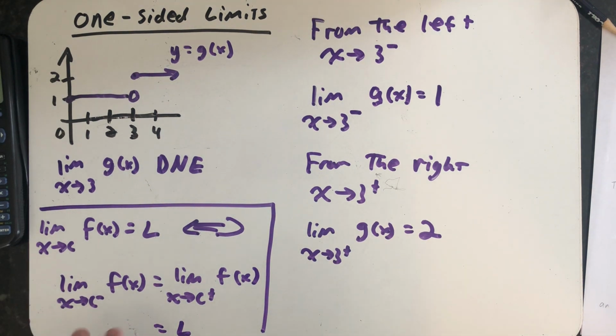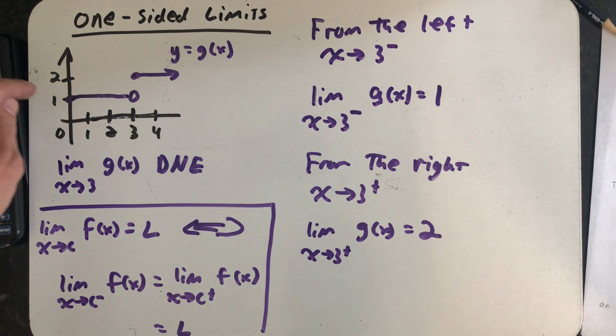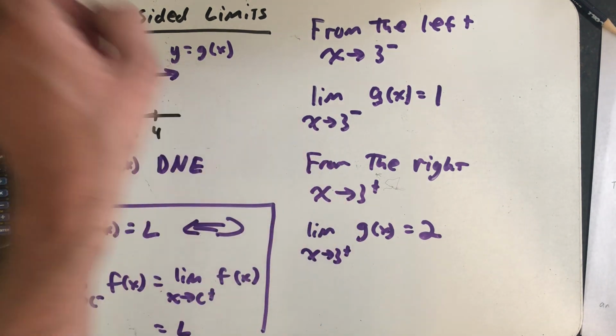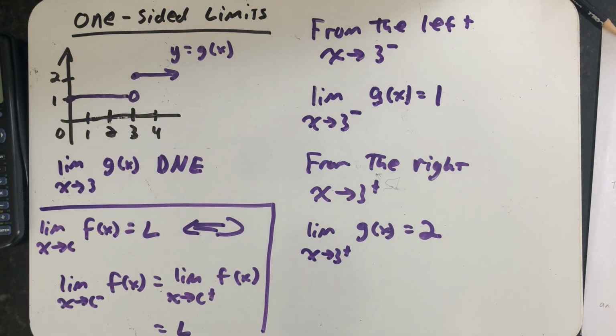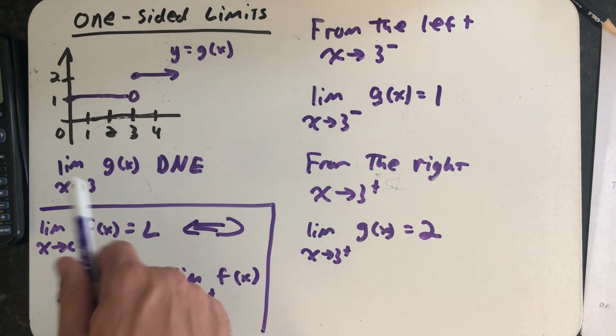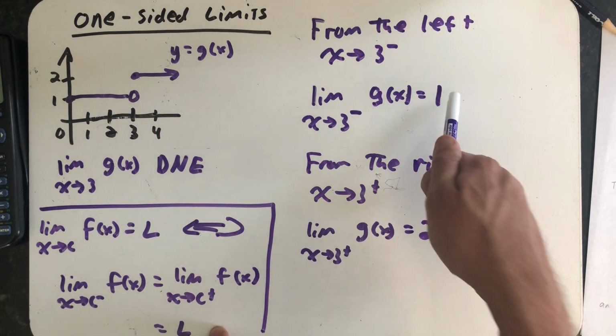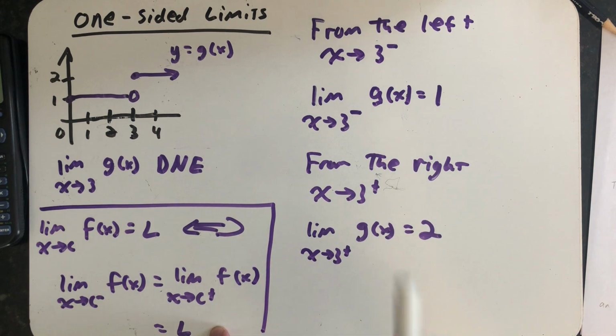This limit exists if and only if these two one-sided limits are the same. Said another way, if these two one-sided limits are different, then this limit does not exist, which is exactly what we set up here. It's different from the left and different on the right. So from now on, if I want to tell you why this limit doesn't exist, I'm going to write down the two one-sided limits. The two-sided limit does not exist because these two limits are different.